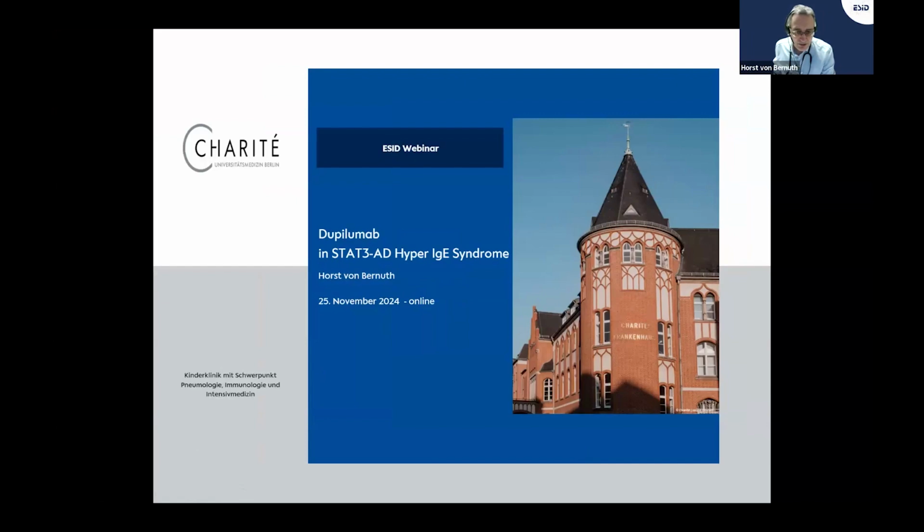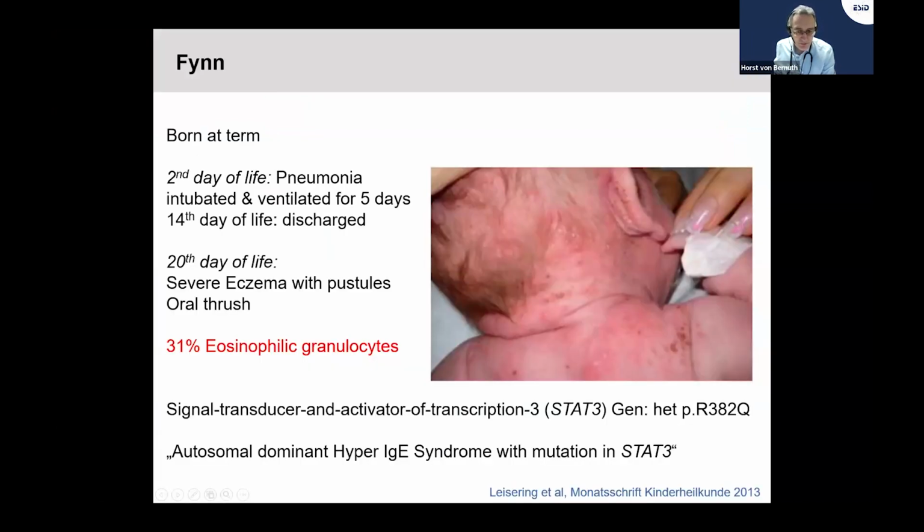I will now zoom in on STAT3 autosomal dominant hyper IgE syndrome due to mutations that are mostly dominant negative. I will start with a boy. He was born at term, but he developed a pneumonia on the second day of life. He was intubated and ventilated for 5 days, and he was discharged after 14 days of his life. On the 20th day of life, he presented with severe eczema with pustules. My speaker before, Rafaela, called this pyoderma. I will perfectly go along with this. And he had 31% eosinophilic granulocytes.